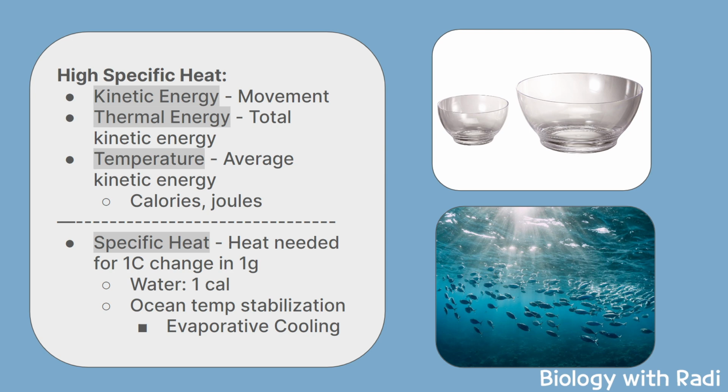Okay, next let's talk about specific heat. The definition of heat itself is the thermal energy that is transferred from one substance to another. Specific heat is the heat needed for a temperature change of 1 Celsius degree in 1 gram of a substance. In the case of water, this is 1 calorie, which is higher than most substances, like ethyl alcohol, for example, which has a specific heat of 0.6 calories. And this means that you need to put in more thermal energy in water than most substances to inflict a temperature change in the same amount of it.